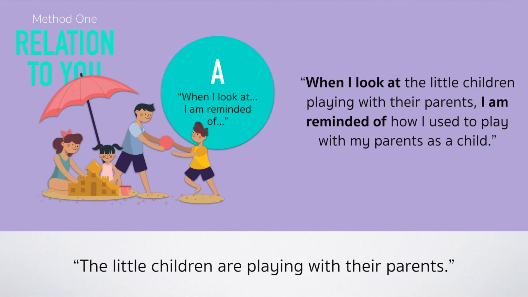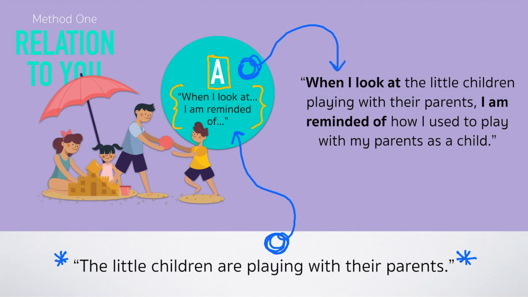Here we go. So again, our initial sentence is, the little children are playing with their parents, all right? So for letter A, we have this right here. When I look at ... I am reminded of ... So what we need to do is figure out, how do we take the original, bring it here, and then add that and take it and make a longer English sentence. So let's look at the sentence now.